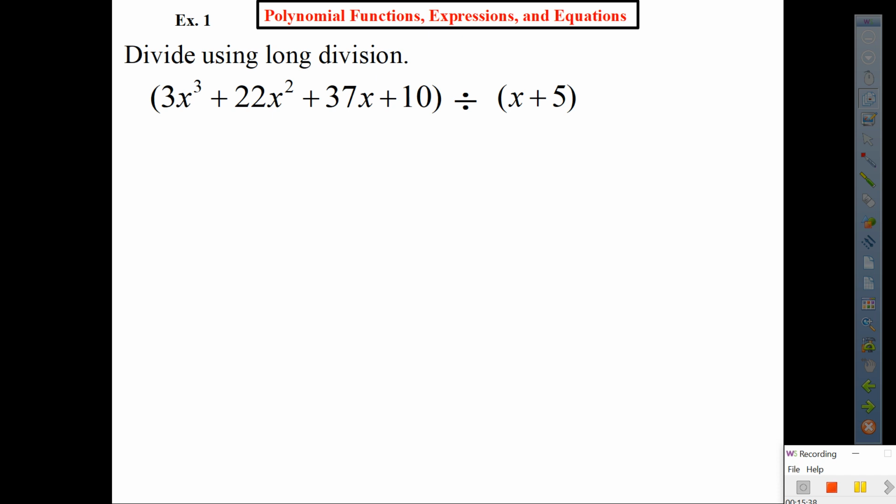It says divide using long division. And then it reads 3x cubed plus 22x squared plus 37x plus 10 divided by x plus 5. Okay, just copy it. I'm going to go over it. I got you. All right. Y'all ready? Okay, here we go. Stay focused, please, because this one is probably going to be the beginning of something really nice. Ready? Here we go.